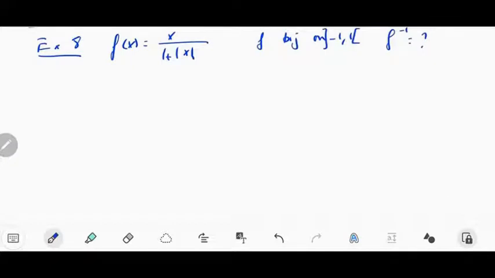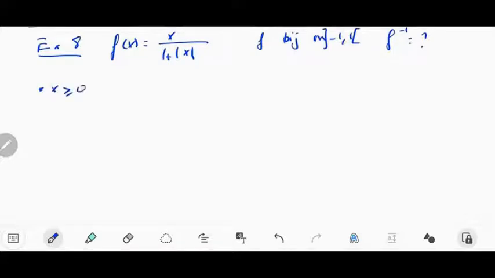In exercise 8, we have a function f of x equal to x over 1 plus absolute value of x, and we need to prove that f defines a bijection on ]-1, 1[. So first we need to understand what is the function f. Since we have an absolute value, we'll take two cases.